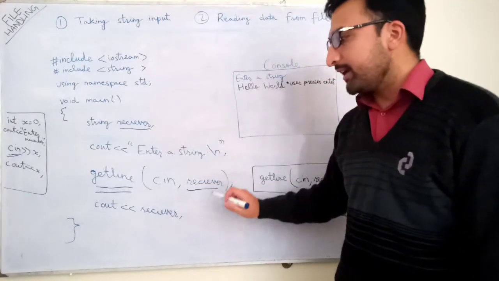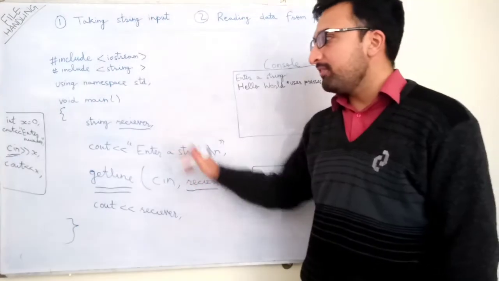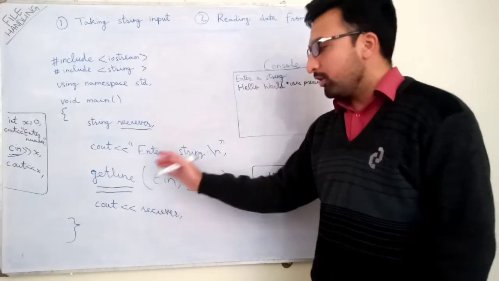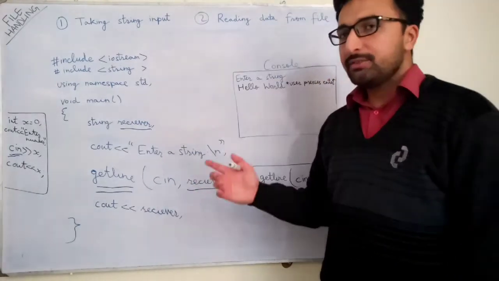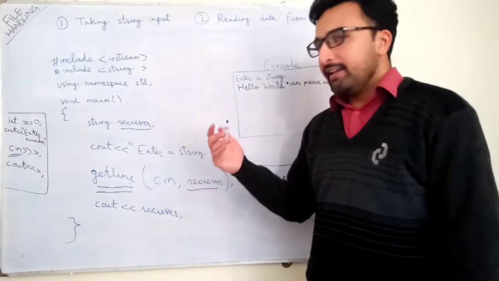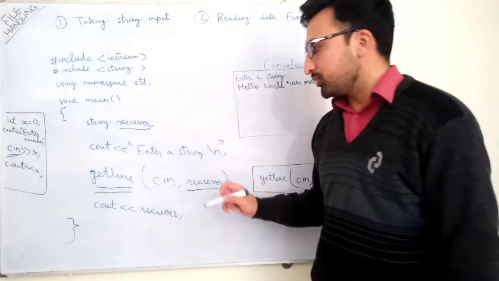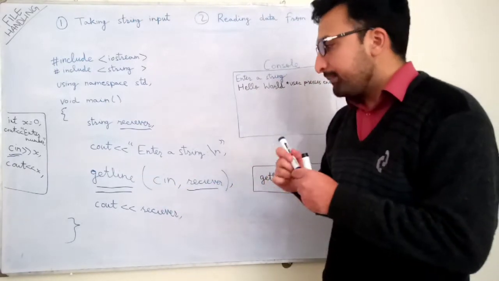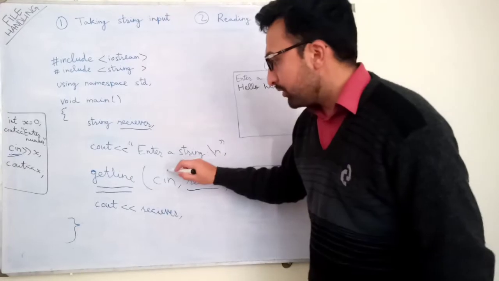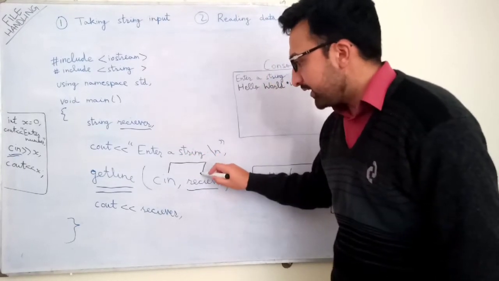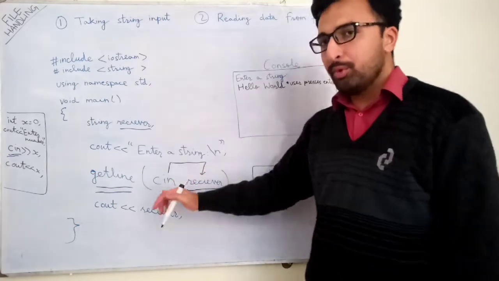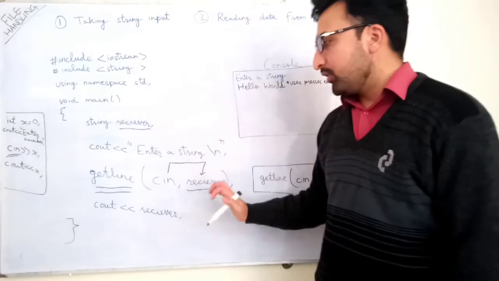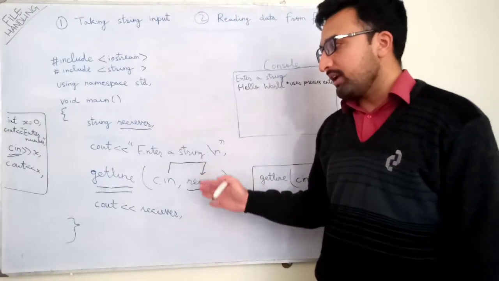For example, we had to take input in the string variable receiver that we had defined here, so we write that variable here, and along with that we write cin, which is basically an object that is used for taking input from the console. So by using this line of code, getline(cin, receiver), the string input from the console is received in the string variable named receiver. So that is how we can take a string input from the user.